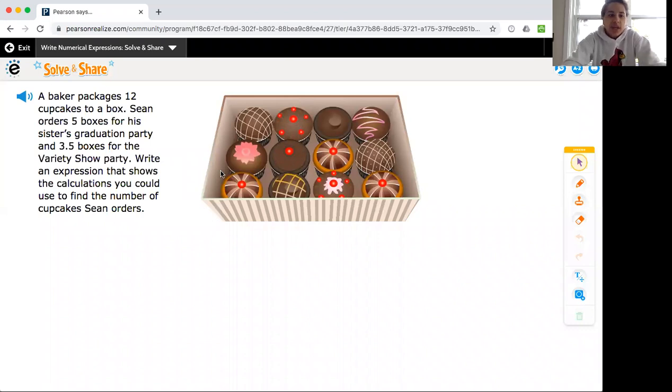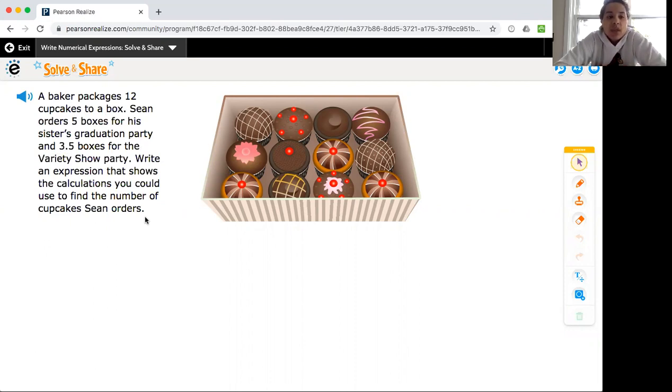So here we go. It says a baker packages 12 cupcakes to a box. Sean orders 5 boxes for his sister's graduation party and 3 5/10 boxes for the variety show party. Write an expression that shows the calculations you could use to find the number of cupcakes Sean orders.